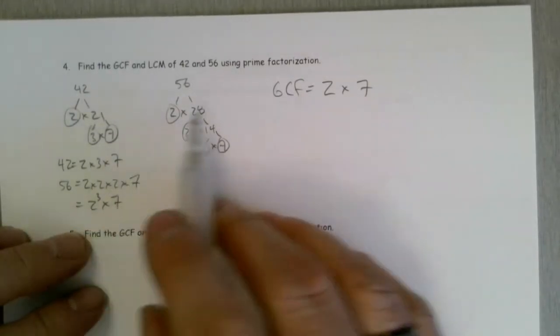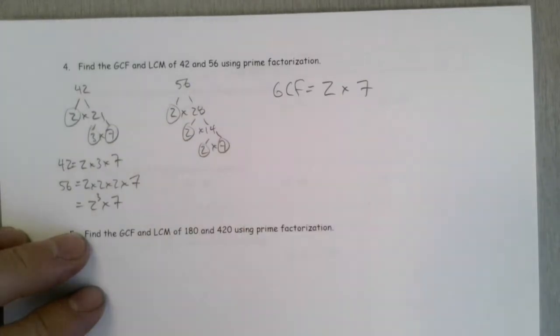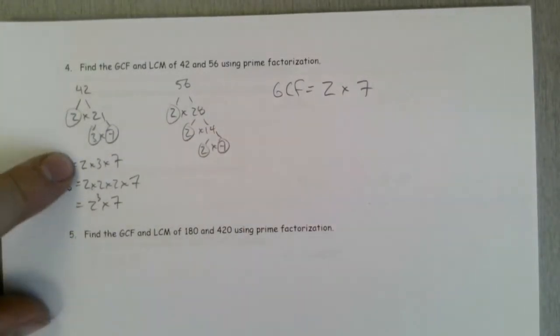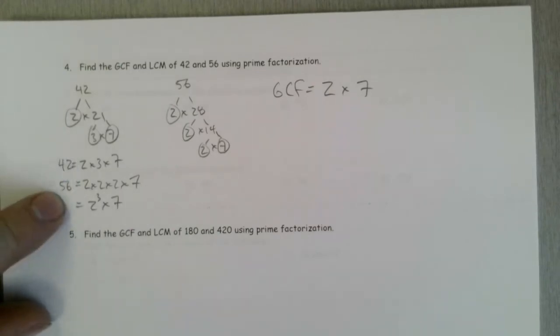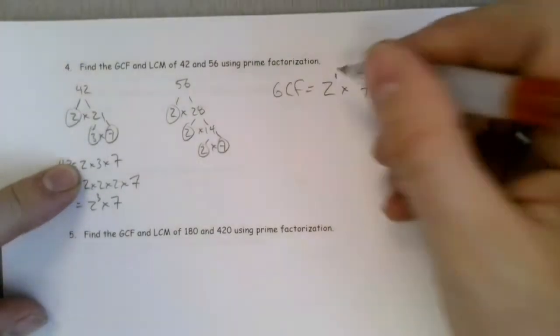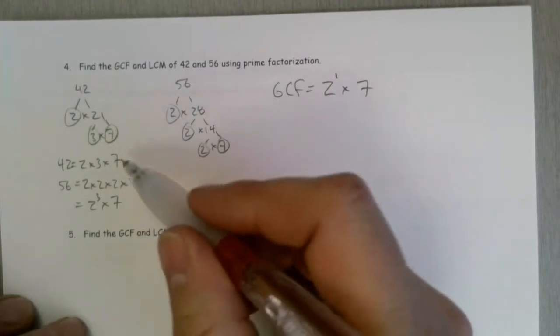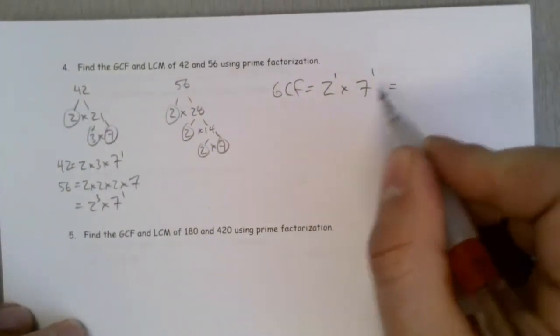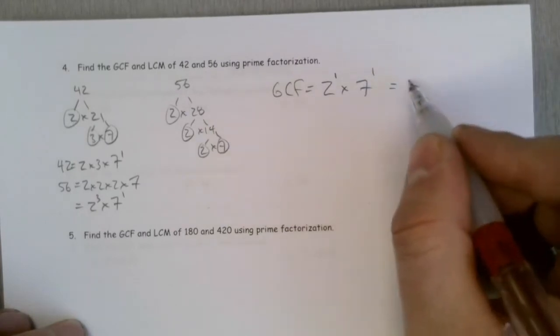But because I'm looking for the greatest common factor, I'm going to use the smallest exponent. So in 42, it's 2 to the 1. In 56, it's 2 cubed. So the smallest exponent is 1. And with 7, it's 1 in both cases here. So my greatest common factor is going to be 2 to the 1 times 7 to the 1, or just 14.